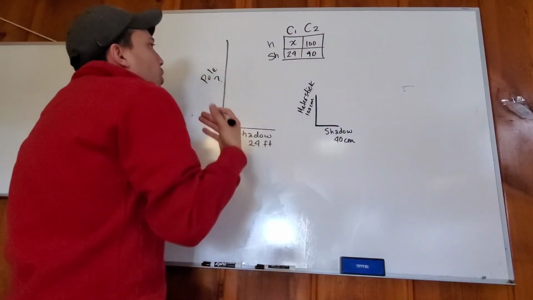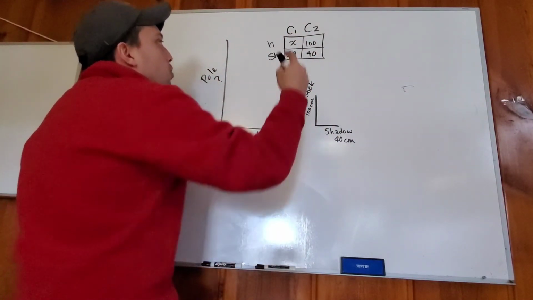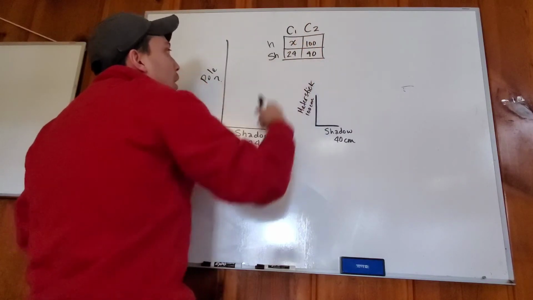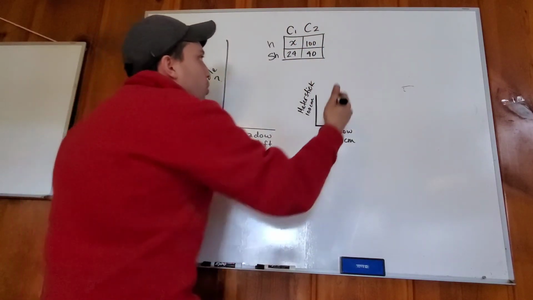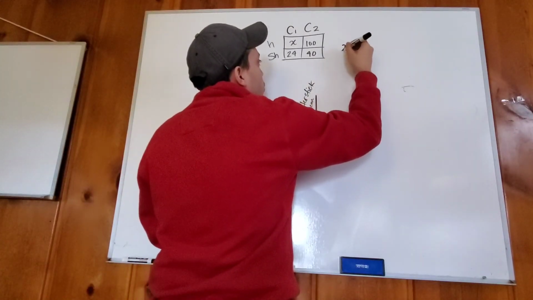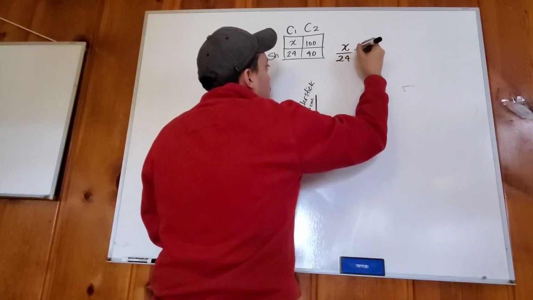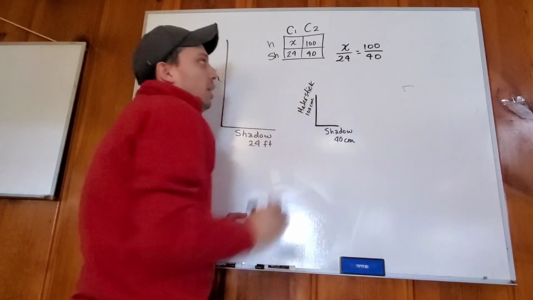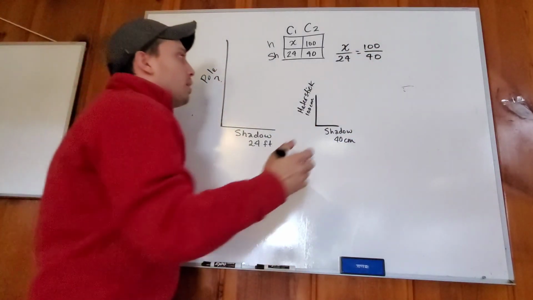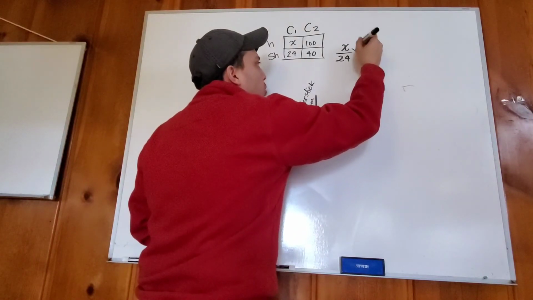This is going to be really helpful because if you look at this little table, it already tells you what the proportion is going to be like. It's going to be X over 24 equals 100 over 40. Look at that. It's right there for you guys. And so then you're going to cross multiply.